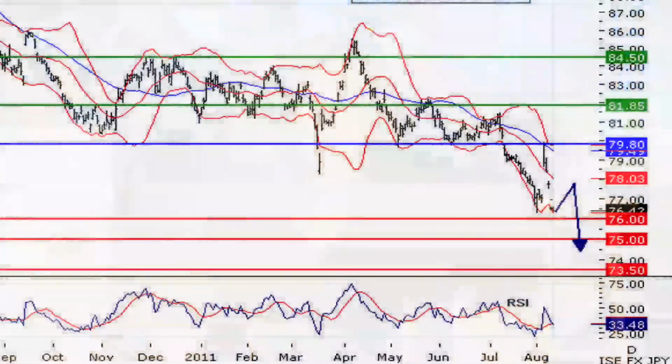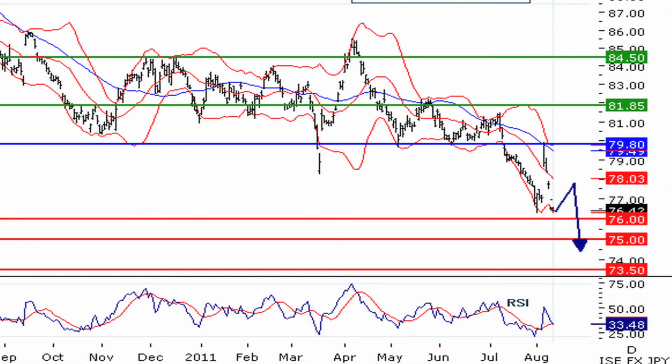Last but not least, for this segment, let's take a look at the YUK, the dollar against the yen. That pair is also seeing downward pressure, and it has broken below its previous low. Therefore, the preference of Trading Central analysts for that pair is short positions below 79.80, with targets coming in at 76 and 75 in extension.